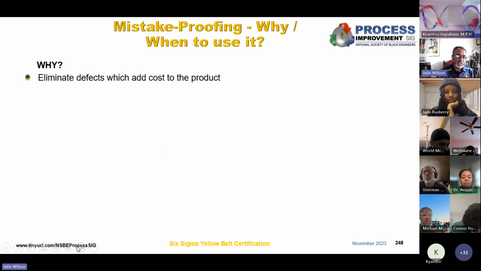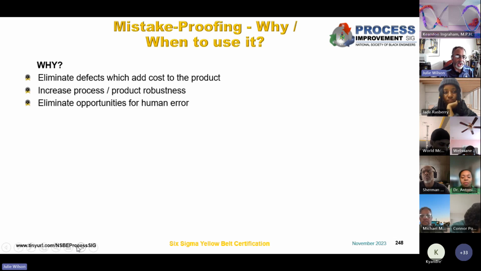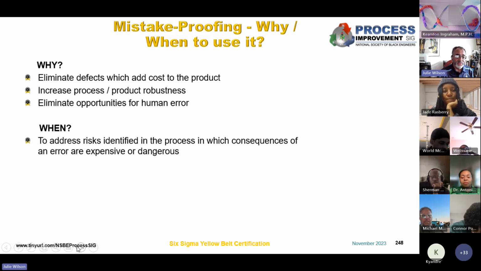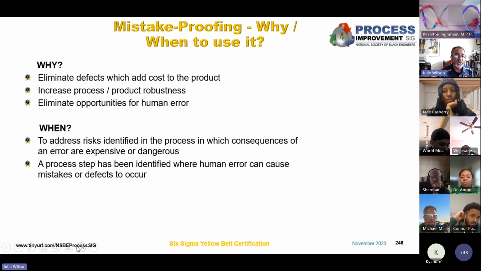Why do mistake proofing? It is to eliminate defects which add cost to the product, increase process and product robustness, and eliminate opportunities for human error. You use it to address risks identified in a process in which the consequences of an error are expensive or dangerous. A process step has been identified where human error can cause mistakes or defects to occur.